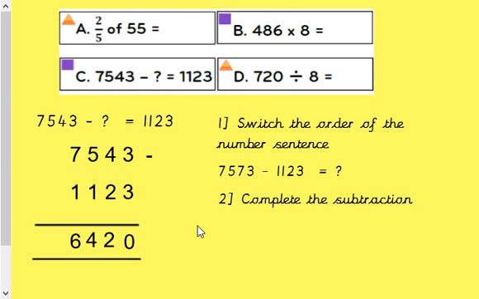And our final question for our warm-up this morning, 7,543, take away the mystery number, would equal 1,123. Simple, switch the order of the sentence. So move the known number into the equation and switch out the question mark. And then just do a straightforward subtraction. So 3 take 3 is 0, 4 take 2 is 2, 5 take 1 is 4, and 7 take 1 is 6. Nice and simple.